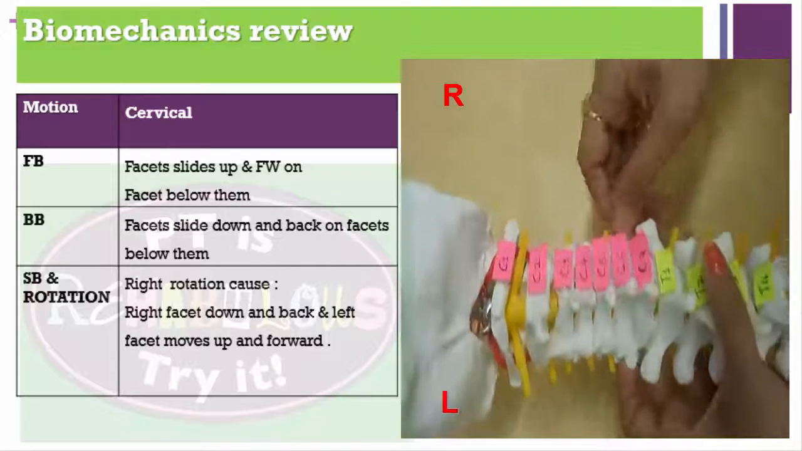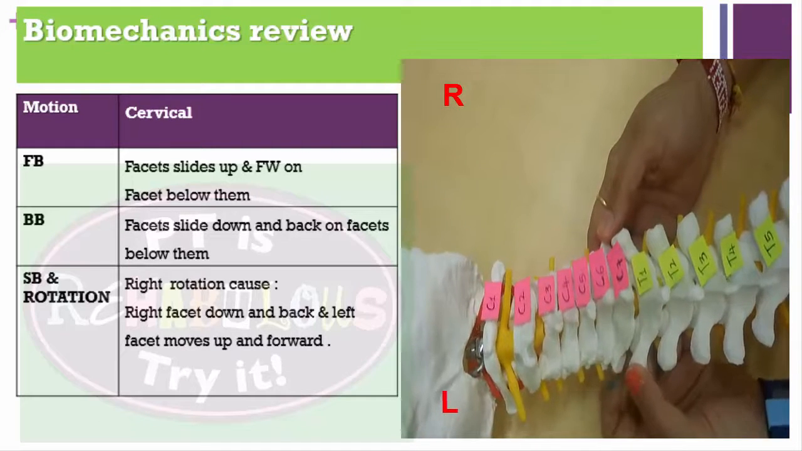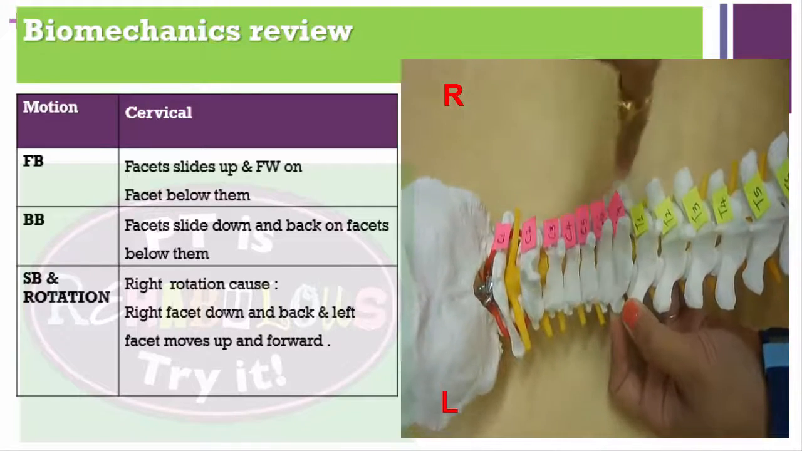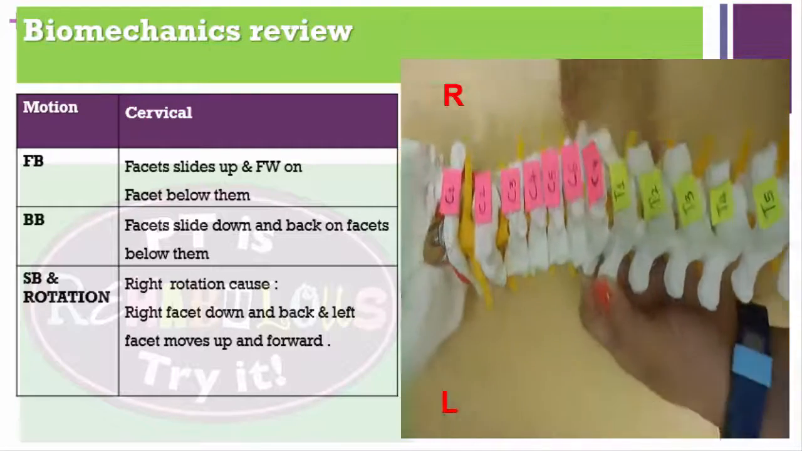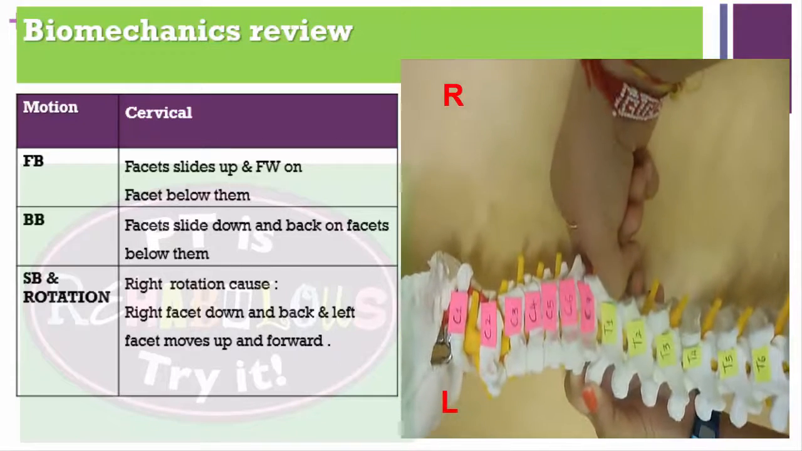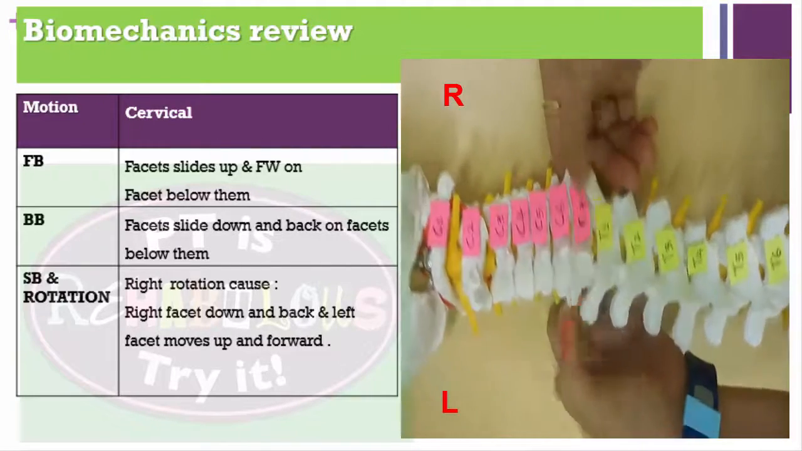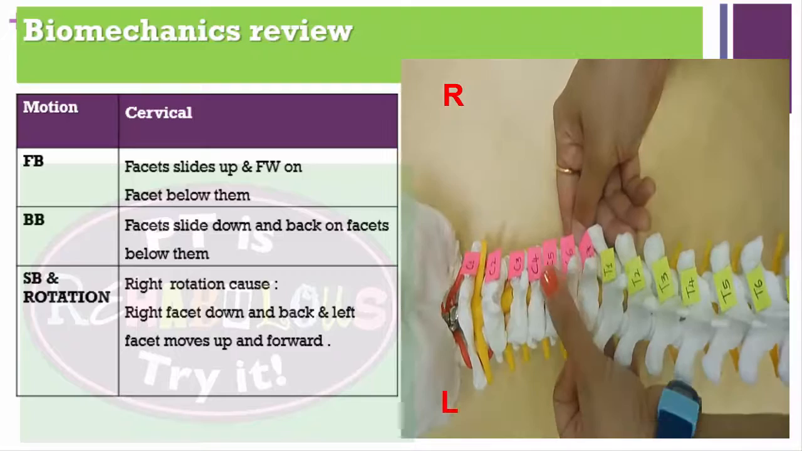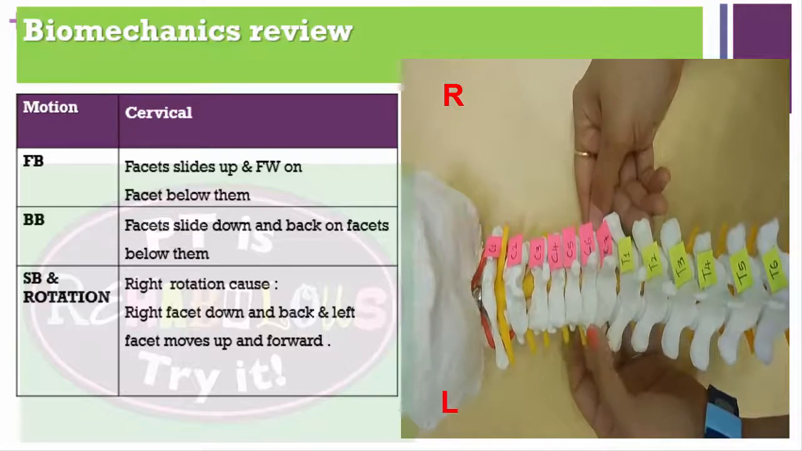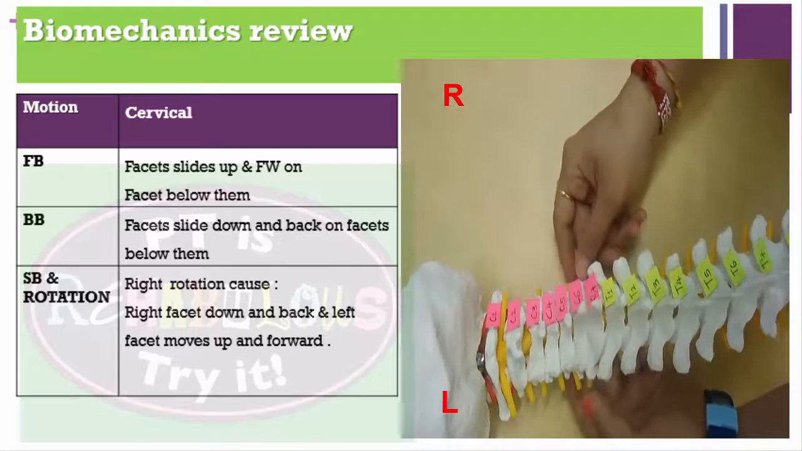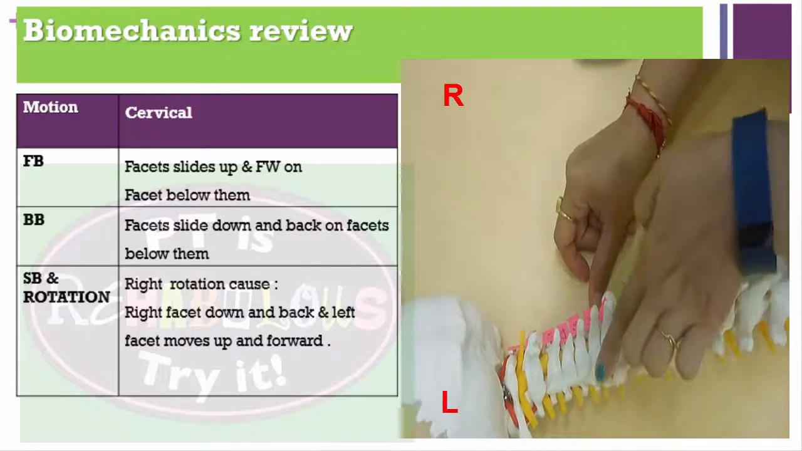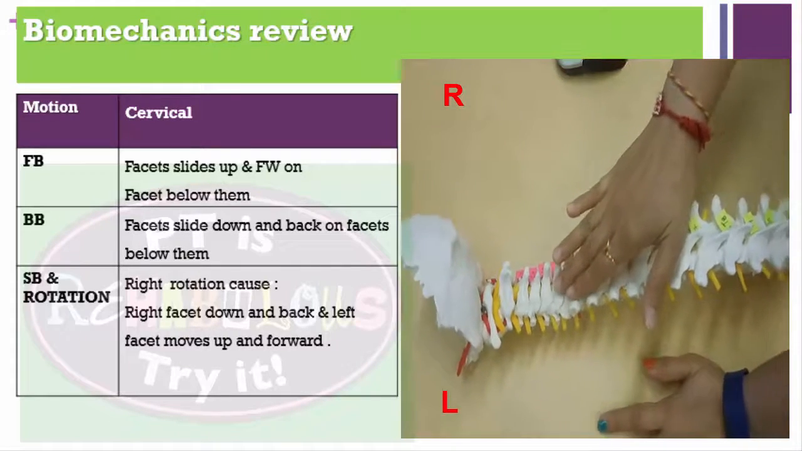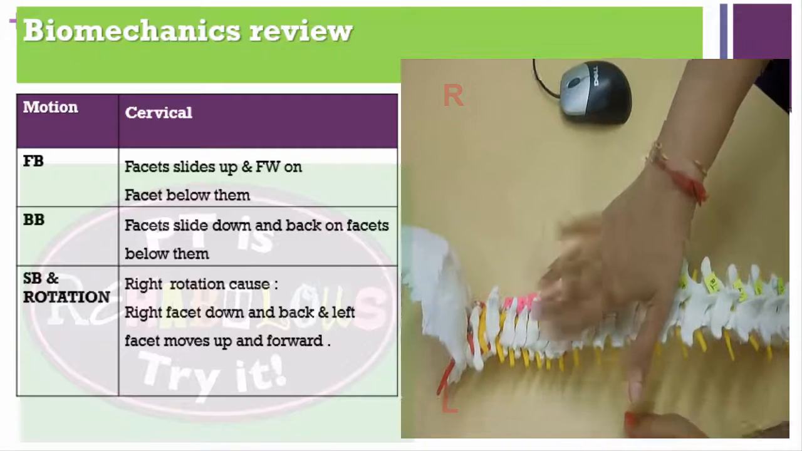I will turn it for you guys. If I am looking from this side, this is your C7 turning here, so that is moving down and back. See, down and backward. Your left C7 facet is coming up and forward, right? So the basics are clear: in right rotation, the right facet is going down and back, and the left is coming up and forward. This is just the basic biomechanics of the cervical vertebrae.